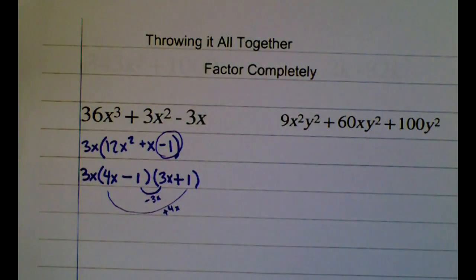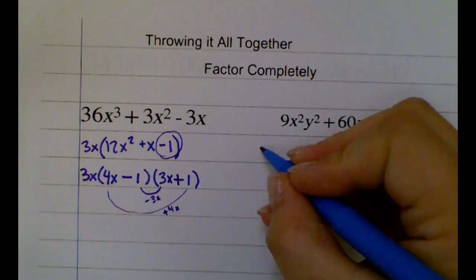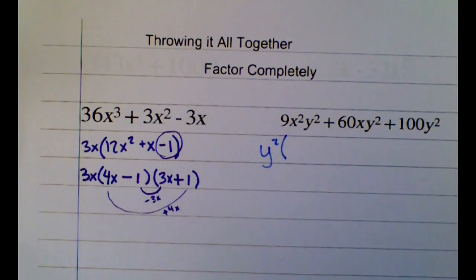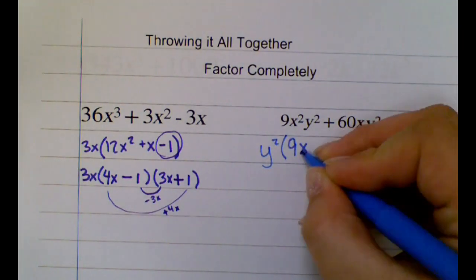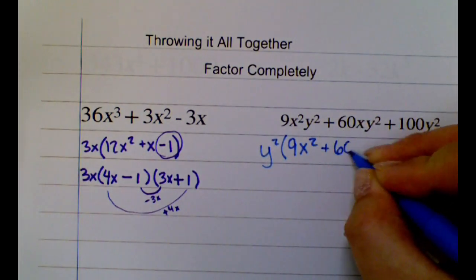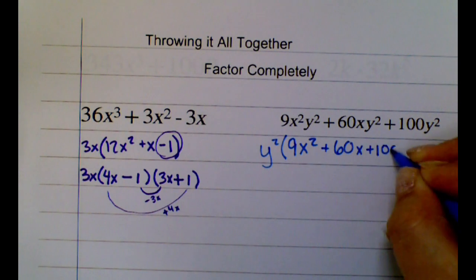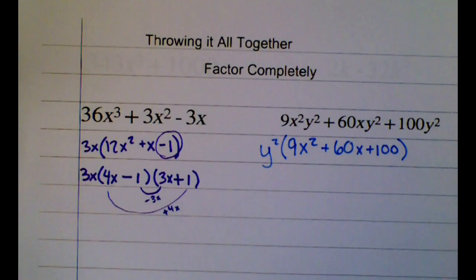For the next one, 9x squared y squared plus 60xy squared plus 100y squared. Start with our GCF. I can take y squared out of all 3. When I take y squared out, I'm left with 9x squared plus 60x plus 100. No more GCF, so I have to dive right in.